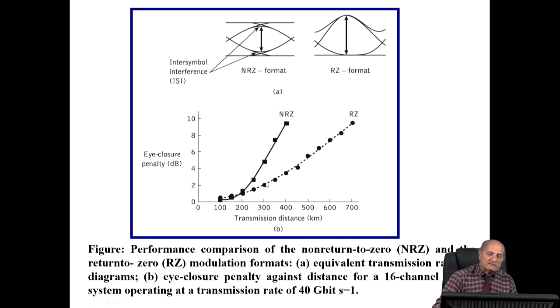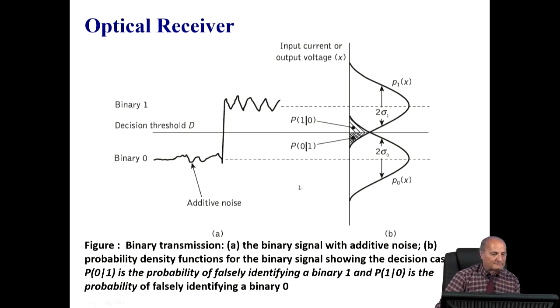This figure shows clearly that return to 0 can support more distance compared to non-return to 0. If we use, for example, a penalty of, say, 2 dB, non-return to 0 reaches 300 kilometers, and therefore return to 0 reaches about 350 kilometers.